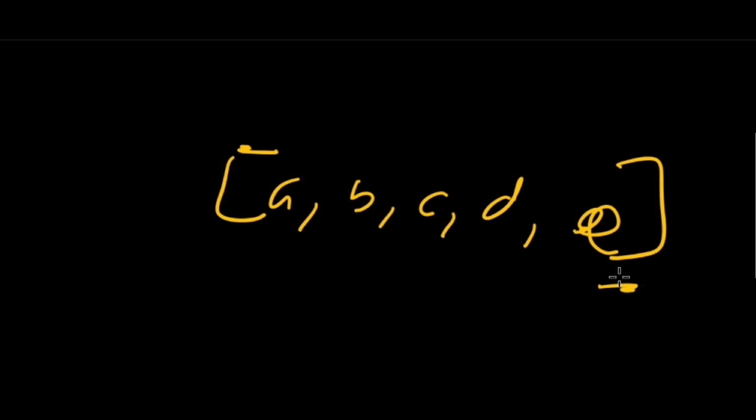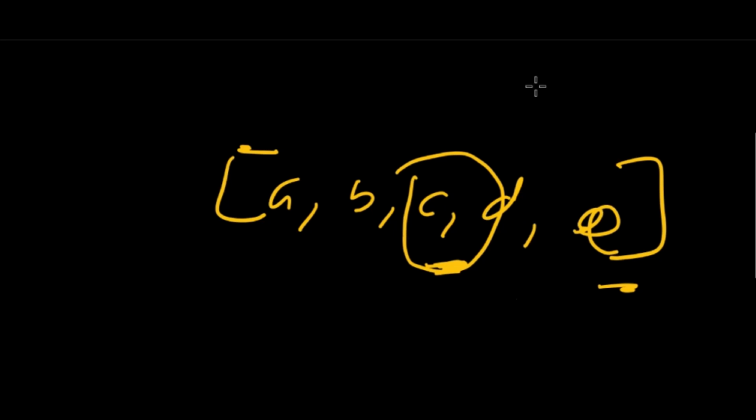Instead of traversing the entire array, what we can do is find the middle element. We can divide the array into two. And how do we divide an array into two? We just find the middle element. And in this case, the middle element is C.